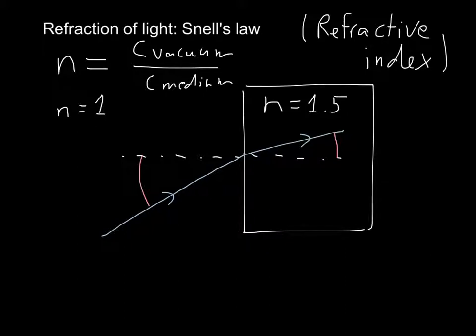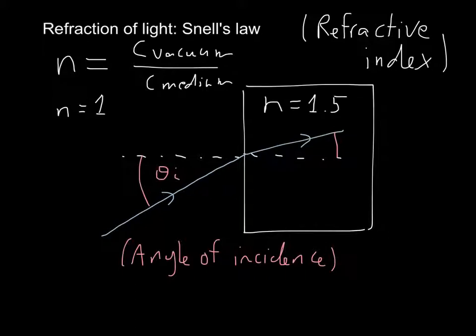Now this angle, we call it the angle of incidence. Theta stands for angle and I for incidence. So let's just write that down. Angle of incidence. And because what happens here is refraction, we call this angle the angle of refraction, or theta r. So angle of refraction.